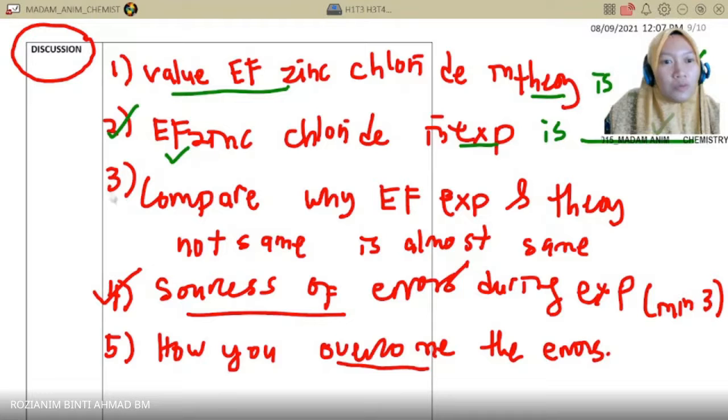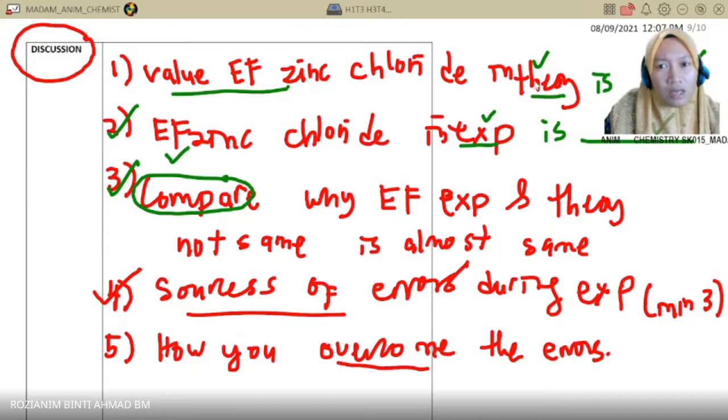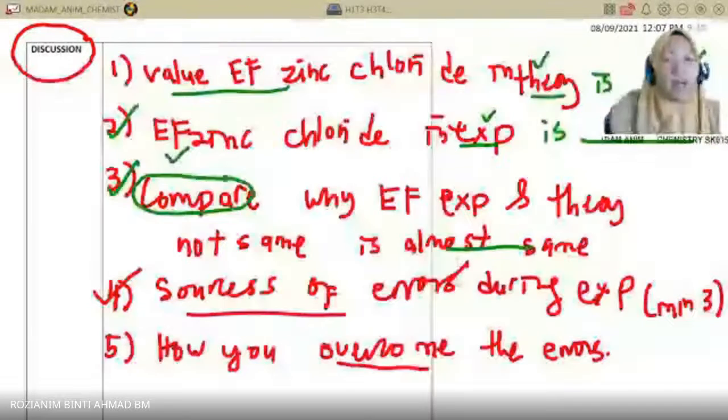Okay, so ayat nombor 3, kita compare. So, mesti ada ayat compare. So, the data of the experiment, ataupun the empirical formula of the zinc chloride compound in experiment and in theoretical, are not exactly same. Kalau dia tak sama, kalau kita kira nanti sama. Kalau sama, you cakaplah same. But walaupun sama, masih lagi ada sources of the error. Okay, so sekiranya almost same ataupun does not same, therefore some error present during the experiment.